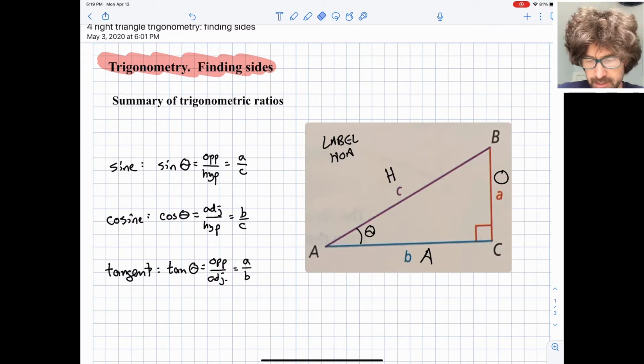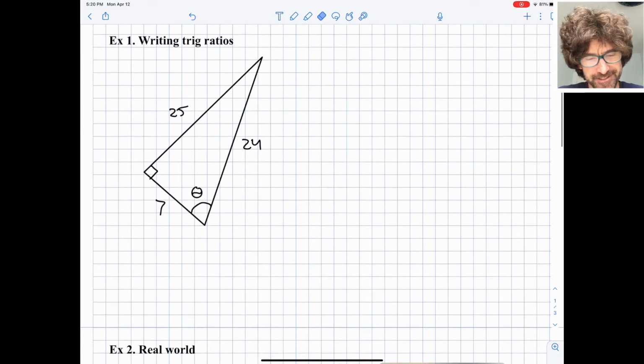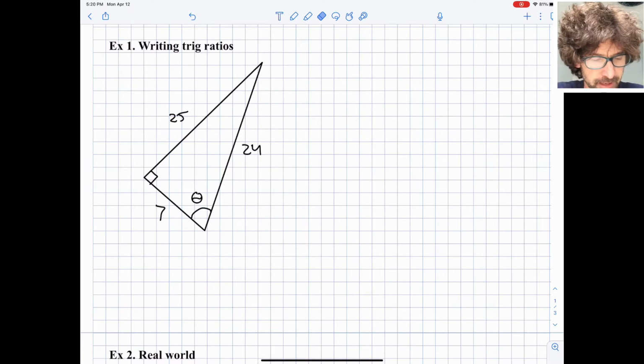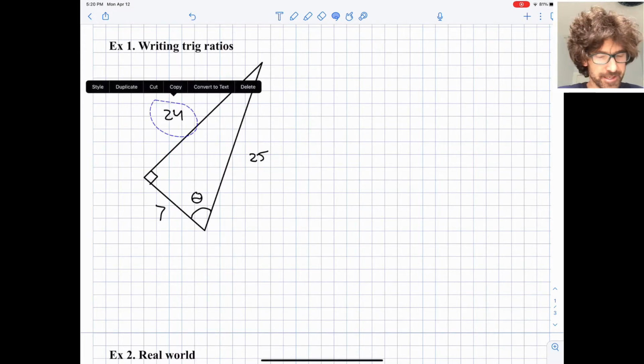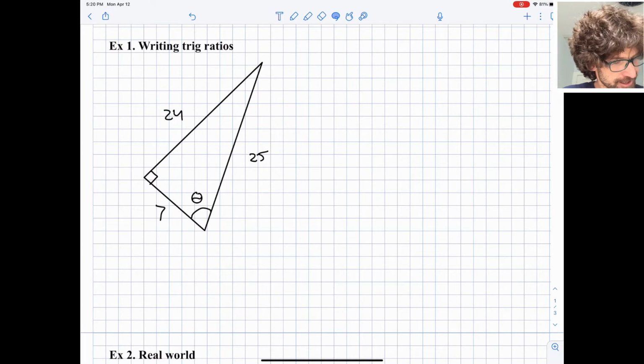Let's actually apply this using a particular triangle with particular sides. Here we have a right triangle. Sides of 7 and 25 are the legs, and 24 is the hypotenuse. And there's a mistake here, I hope you can see it. The hypotenuse can't be shorter than the leg, so I am going to trade those around. Sorry about that. I am going to double check the Pythagorean theorem just to make 100% sure that this works. Yep, now it works. So we have legs of 7 and 24 and a hypotenuse of 25.